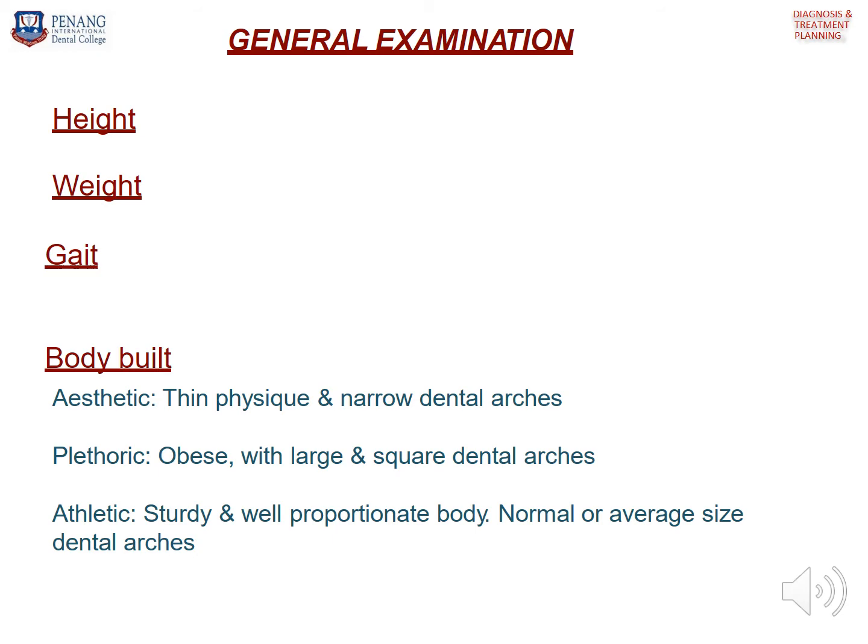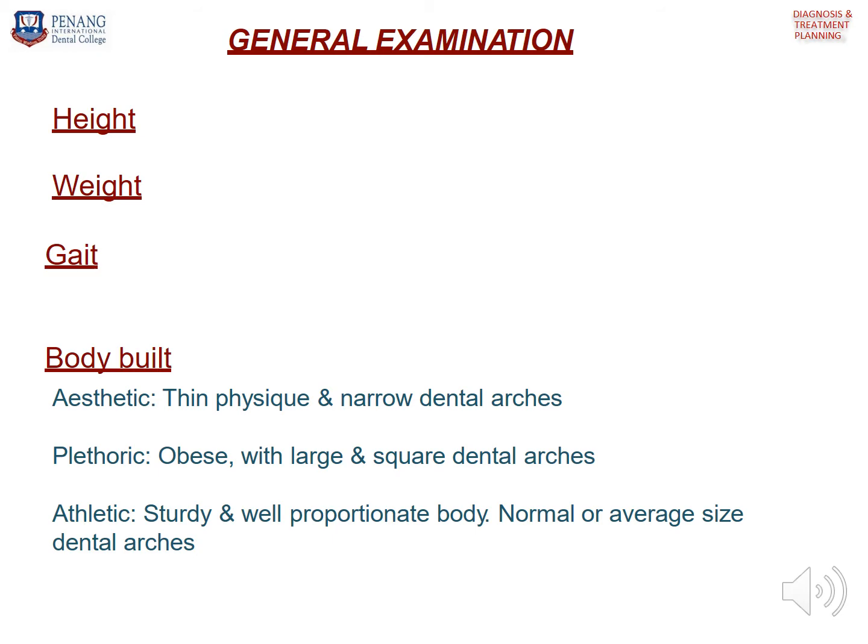So what will you check in general examination? You will check the patient's height, weight, gait and body build. The height and weight of the patient should be recorded because it provides a clue to the physical growth and maturation of the patient. Gait is the way a person walks. Abnormalities of gait are usually associated with neuromuscular disorders that may have a dental correlation.